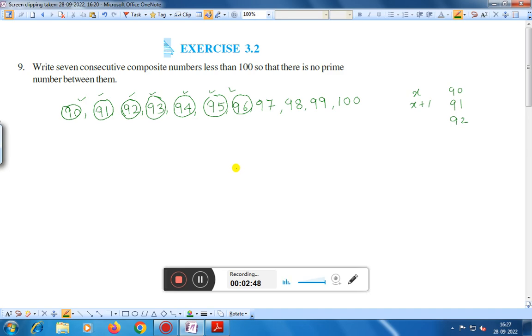Therefore, the 7 consecutive composite numbers less than 100 are 90, 91, 92, 93, 94, 95 and 96. These are the 7 consecutive composite numbers less than 100 and there is no prime number between them. You see, there is no prime number between them. This is the solution of question number 9.